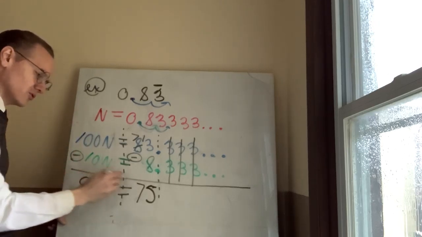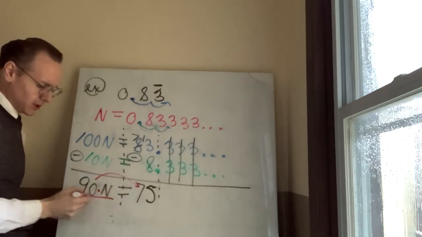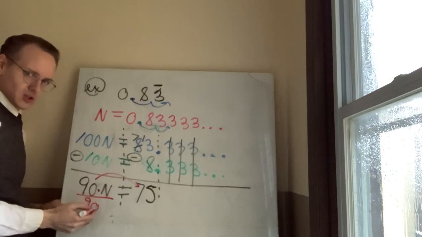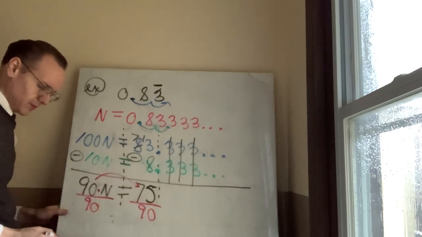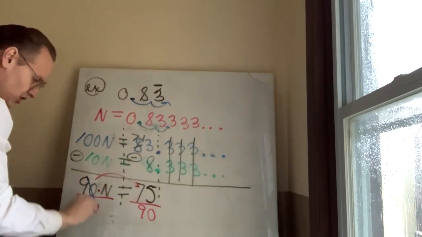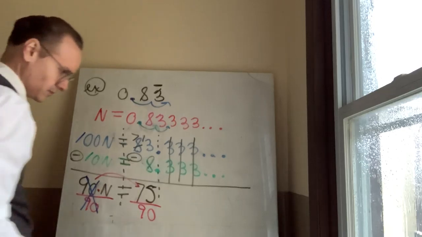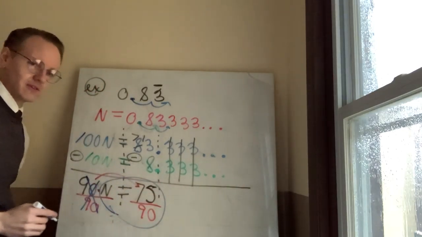But if I want to move this from here to here, I'm going to do the opposite of multiplying. The opposite of multiplying is dividing by 90. And again, you can only get away with this if you're consistent. So divide by 90 here as well. The 90s over here are going to strategically cancel out of existence, which means that you're going to be left with n is equal to 75 over 90.